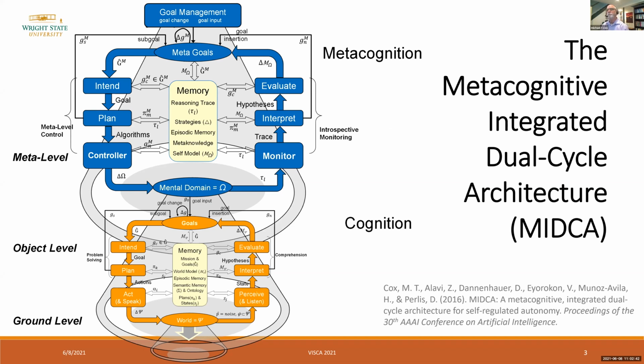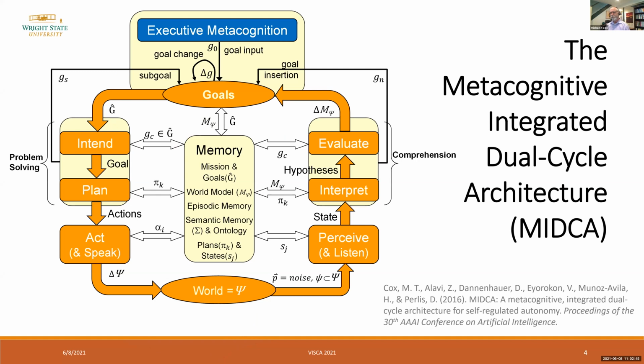The details here might not be visible, so let's focus on the orange, or the cognitive loop. There are 6 main phases, and they're reproduced also at the metacognitive level. But you can perceive the world through percepts, and then you extract from those percepts a relational state in first order logic. You then interpret the state of the world with respect to the plans, pi, that you have currently in play, and evaluate that with respect to your goals.